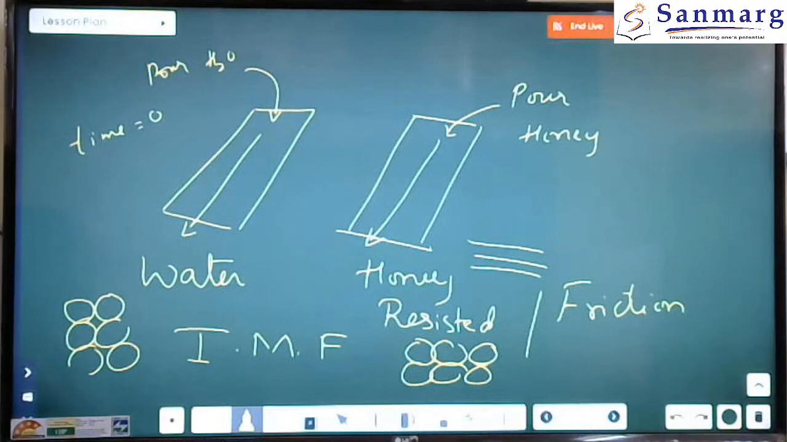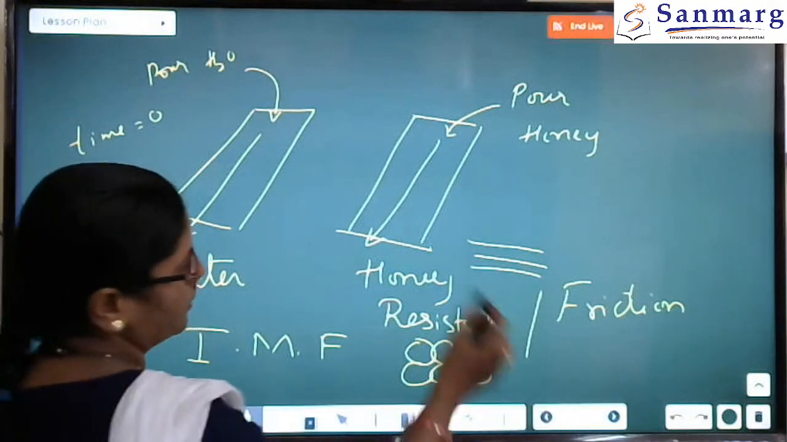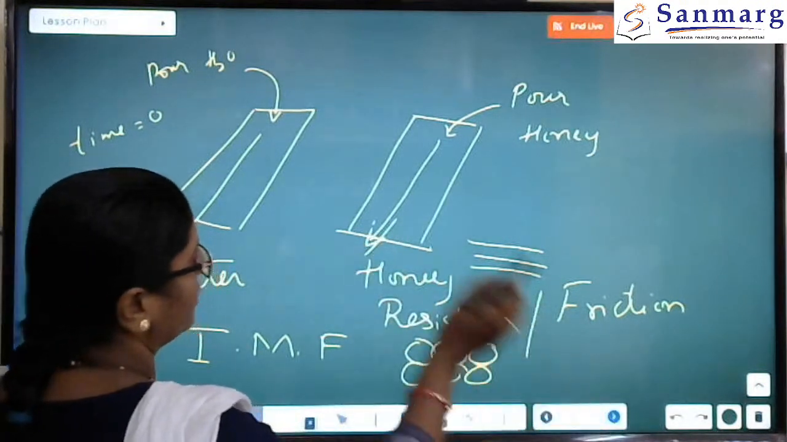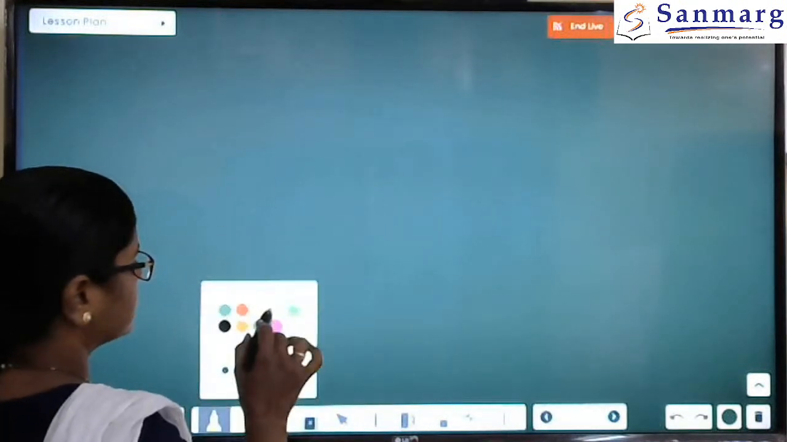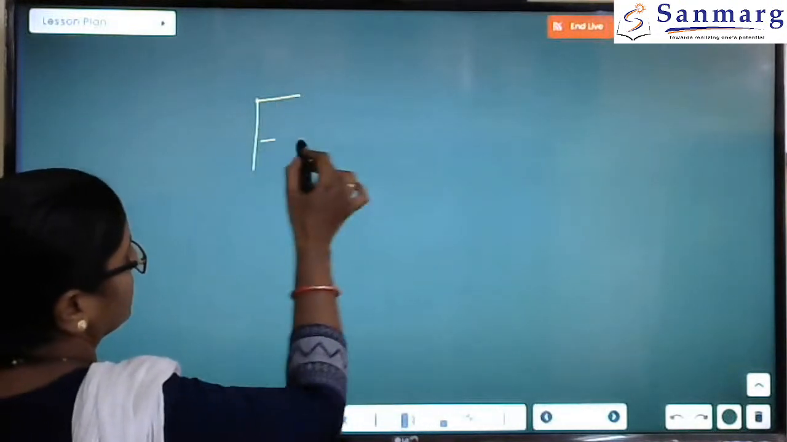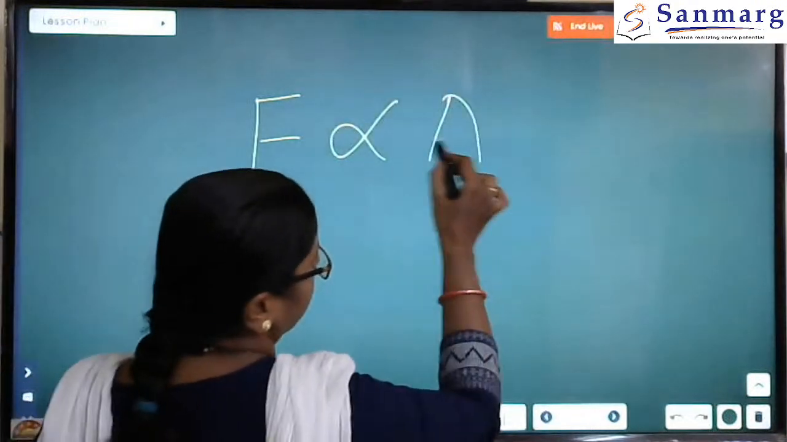So the measure of resistance to the flow of liquid is called viscosity, and this depends upon area. So this force depends upon area. Whatever force is there, that depends upon area. Therefore you can write it as force is directly proportional to area.